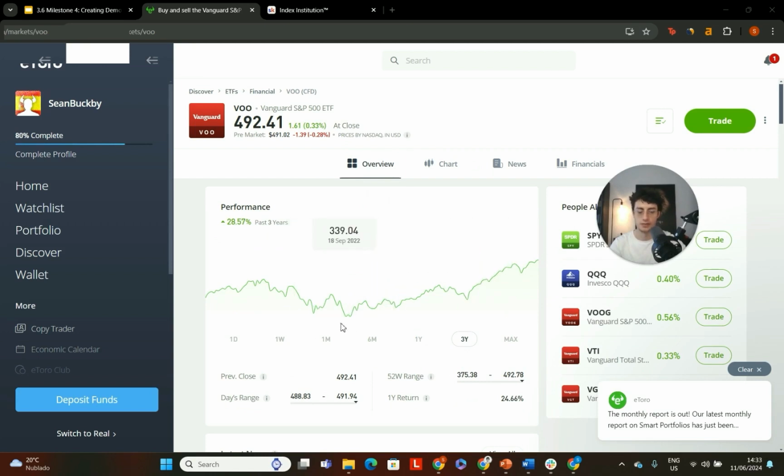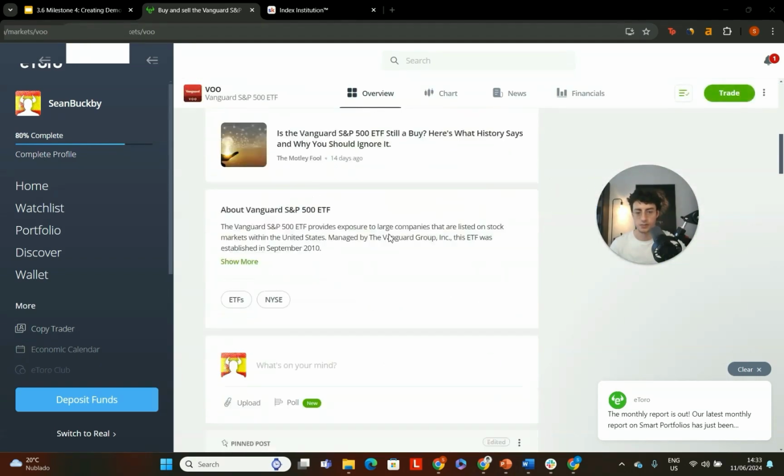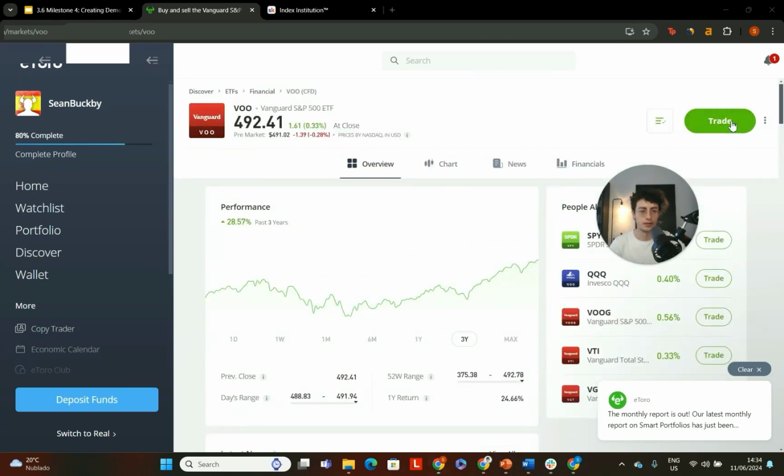It had a bit of a dip during 2022, but almost everything in the markets took a dip in 2022. Anyways, you can always find information about what the ETF tracks. So this gives exposure to large companies that are listed on the stock markets in the United States. And then you will click trade.